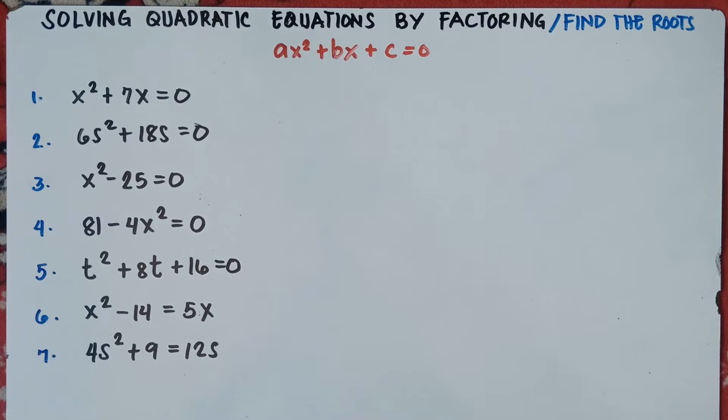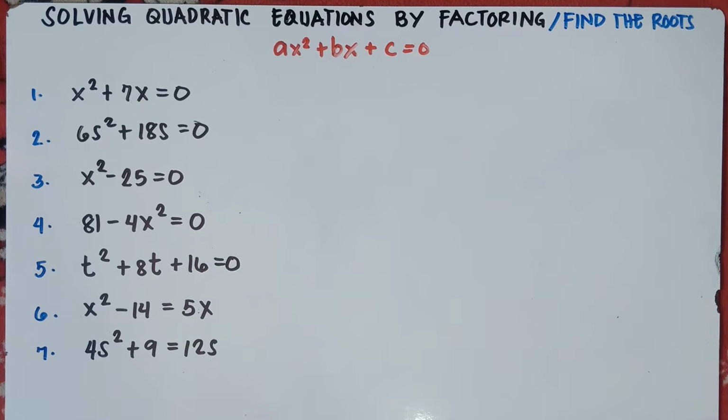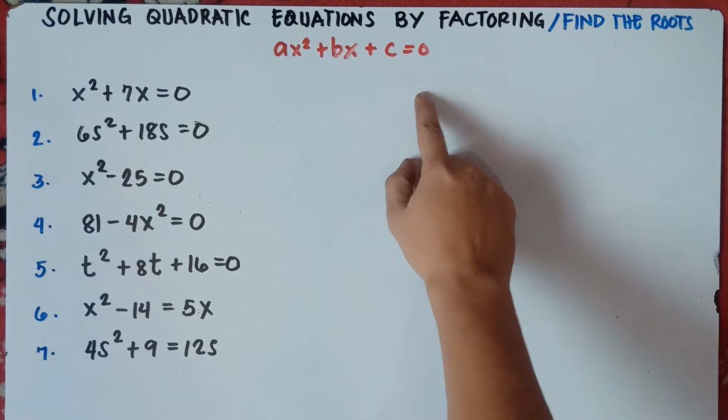And our topic for today's class is all about solving quadratic equations by factoring, and then later on, we will find the roots. So without further ado, let's do this topic. The general form of a quadratic equation is ax squared plus bx plus c equals 0.